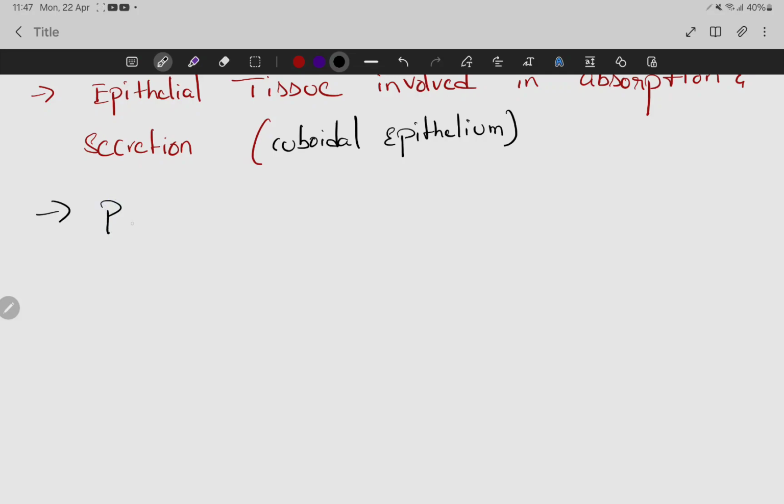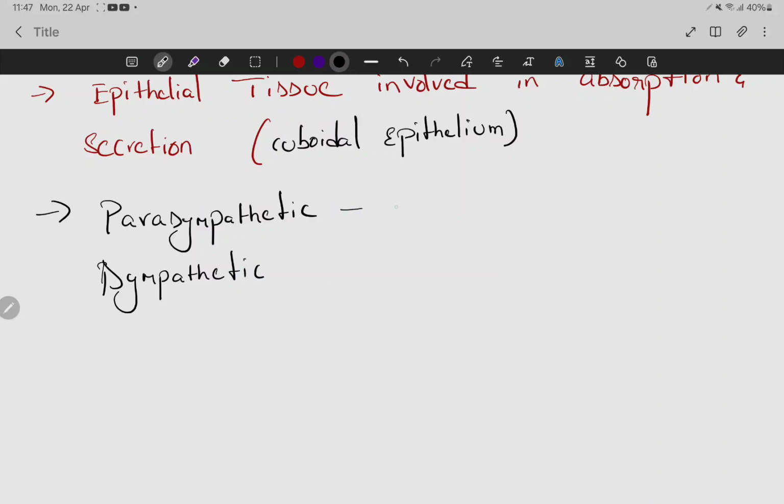Next, parasympathetic and sympathetic nervous system. How do they affect the heart? Parasympathetic will decrease the heart rate and will decrease the cardiac output. Sympathetic nervous system will increase the heart rate and will increase the cardiac output.